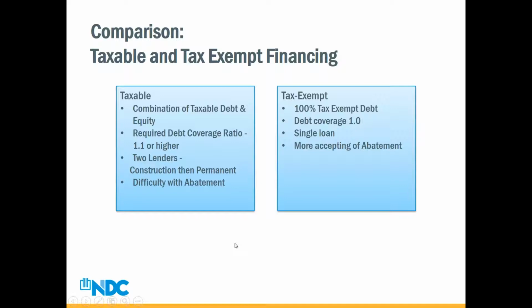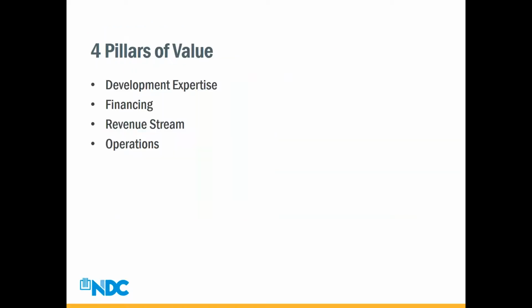So you look now at the pillars, next slide, the pillars of value: development expertise, financing, dedicated revenue stream, and the opportunity to look at the operation. So each of these are uniquely available under the American model. If you move to the next slide, you can see that's highlighted what is really the unique situation about the American model is the financing and the revenue stream.